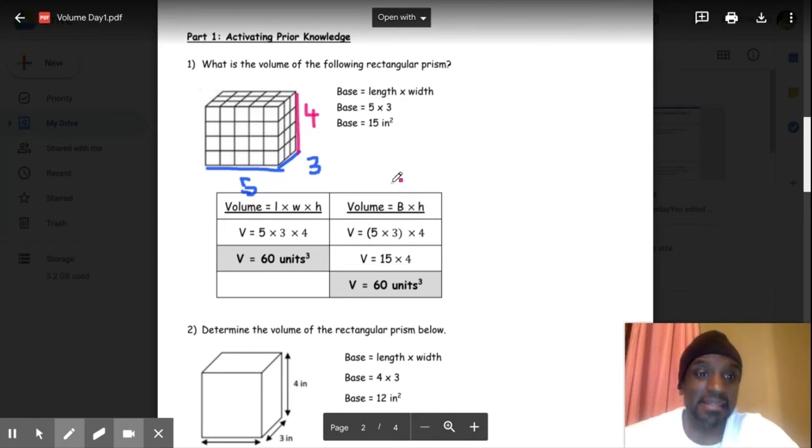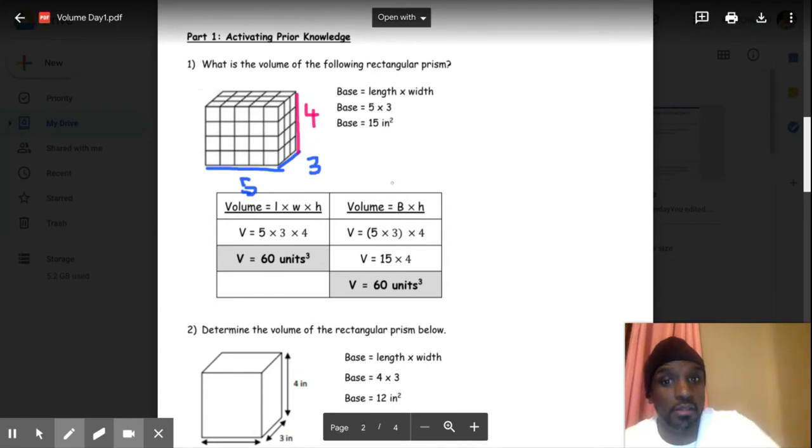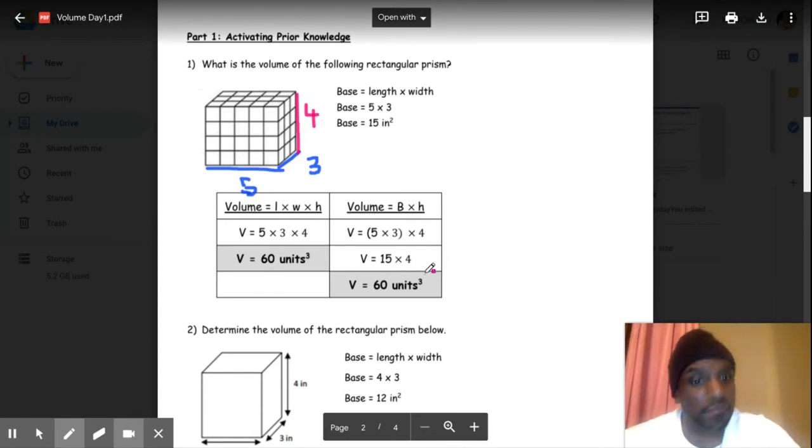Now, well, how do we use volume equals base times height? Remember, the base is the area of the bottom. Well, the area of the bottom is 5 times 3. So the base is 15 times 4. Okay. 15 times 4 is 60. You get the same answer.